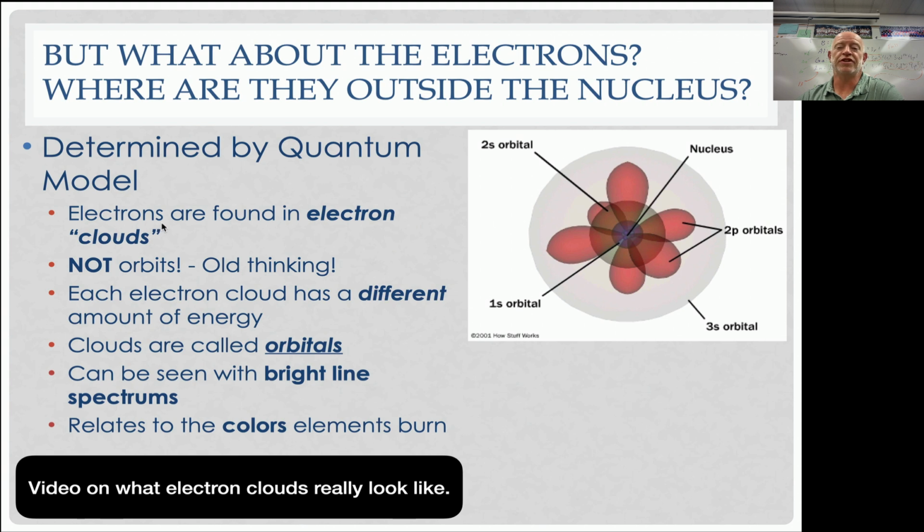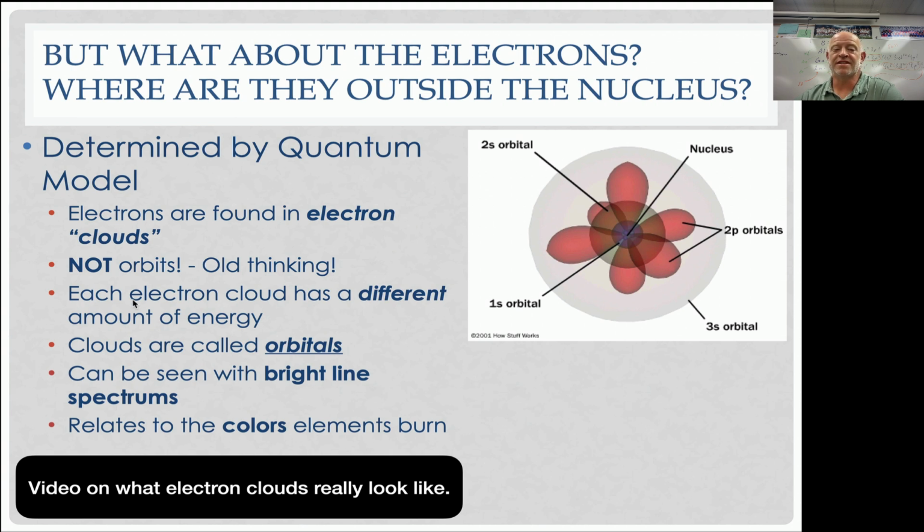So kind of imagine poofy clouds or regions around the nucleus where you can find electrons. They have weird kind of lobing shapes to them, and they kind of have ring shapes to them. So they're not orbits, okay? So that's one thing we want to make sure of, that we're not thinking that they're orbiting, okay? Now, each electron cloud does have a different amount of energy, okay? So they sit at different energy levels.